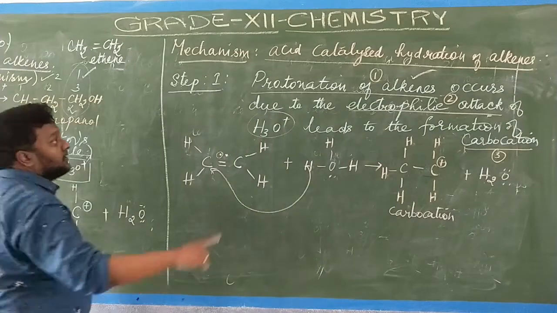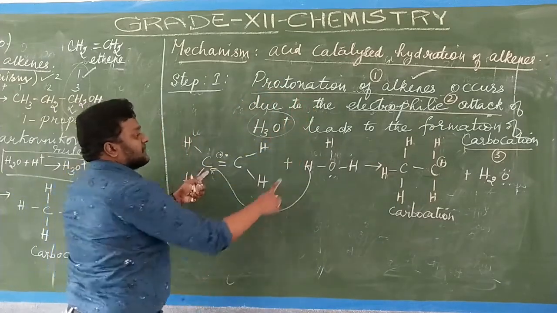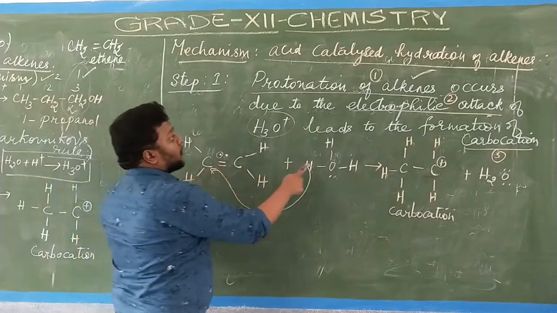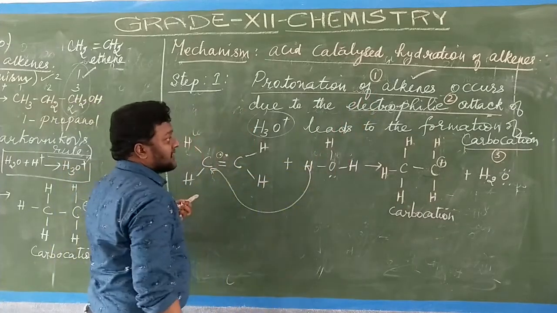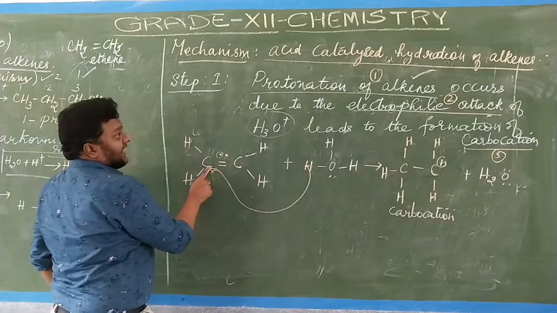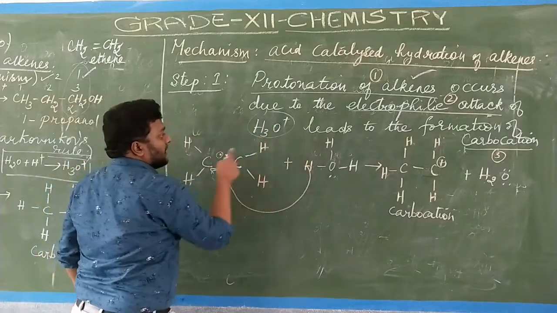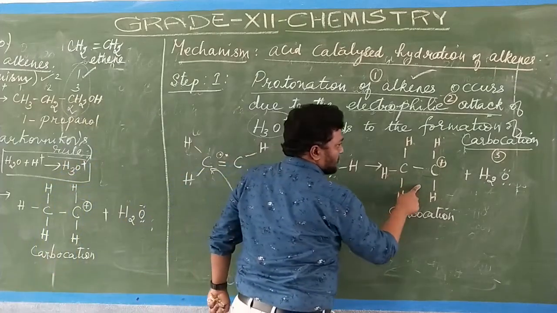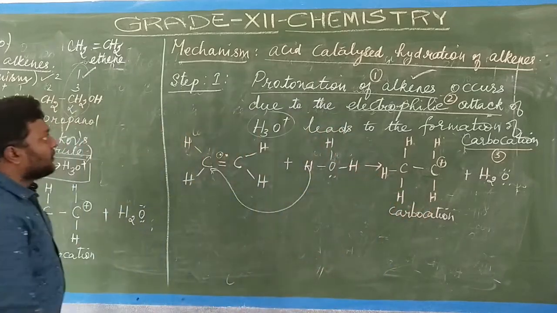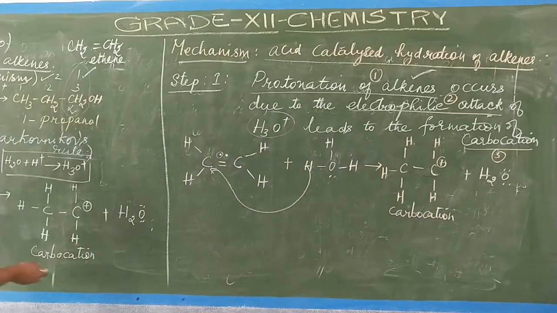So this is step 1. What is step 1? Protonation means addition of hydrogen. So protonation of alkenes occurs due to the electrophilic attack of this hydronium ion, leading to the formation of carbocation. This will be your step 1. Now coming to step 2.